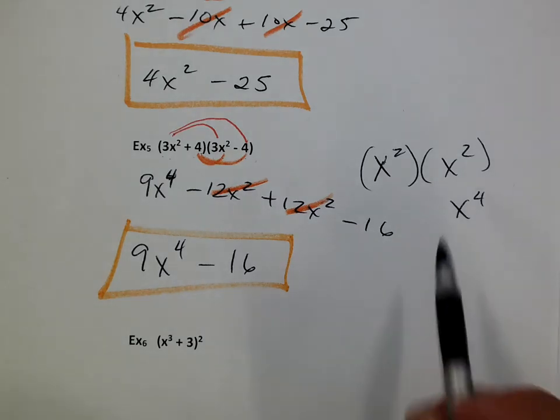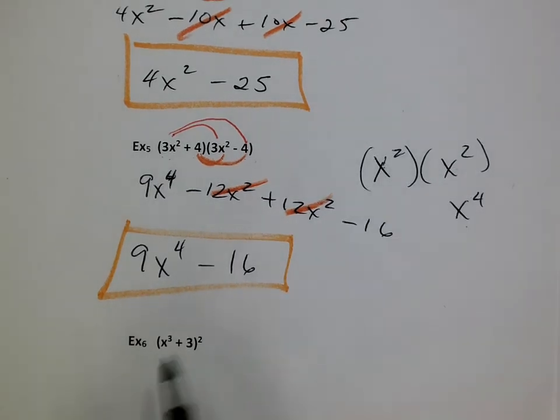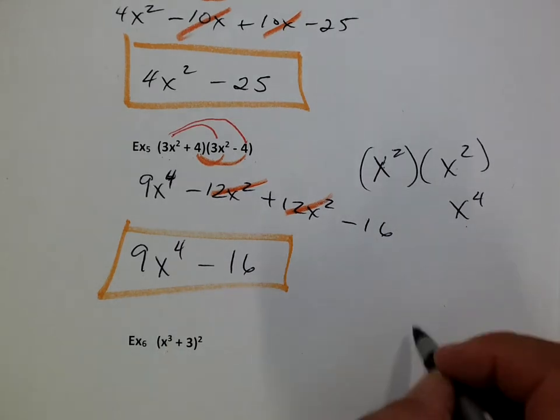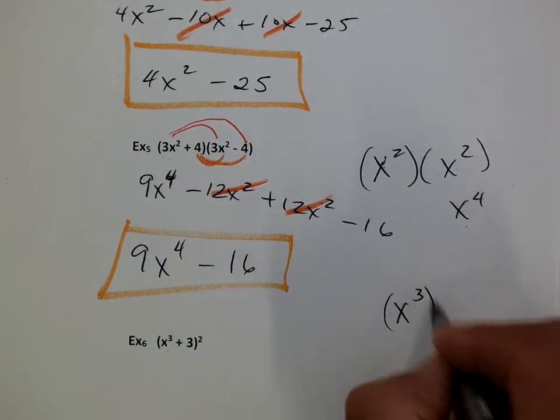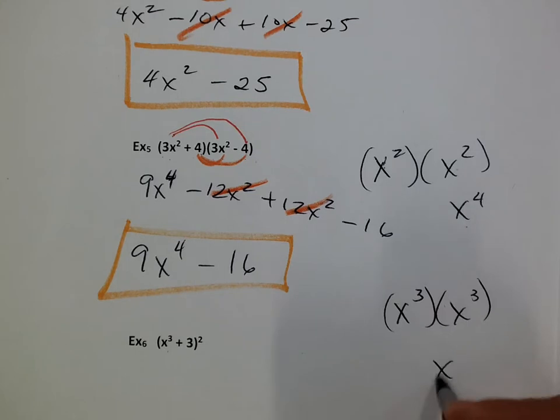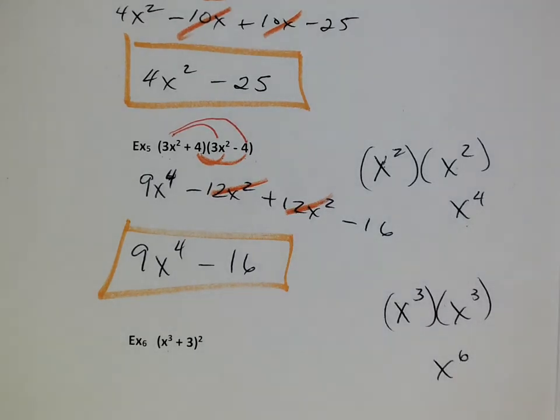Okay, so if x squared times x squared equals x to the 4th, then x cubed times x cubed makes an x to the 6th. Okay.